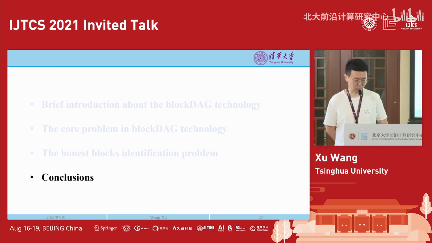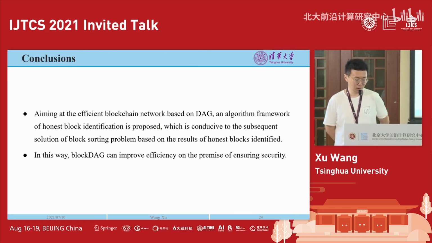Okay, let's come to the fourth part, conclusions. Aiming at the efficient blockchain network based on DAG, an algorithm framework of honest block identification is proposed, which is conducive to the subsequent solution of a block sorting problem based on the results of honest block identification. In this way, block DAG can improve efficiency on the premise of ensuring security.